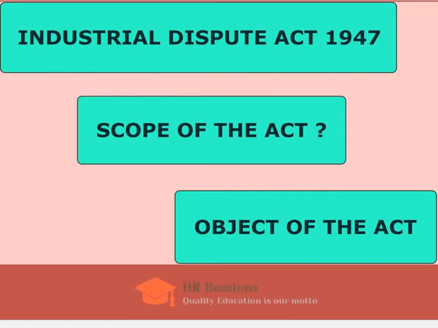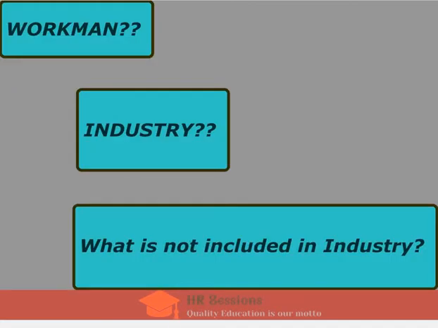The scope of the act is basically to achieve harmony and balance between the employer and the employee, promote economic and social justice, and justify the act as welfare legislation. This act, called the Industrial Dispute Act 1947, extends to the whole of India. So this is your Industrial Dispute Act.